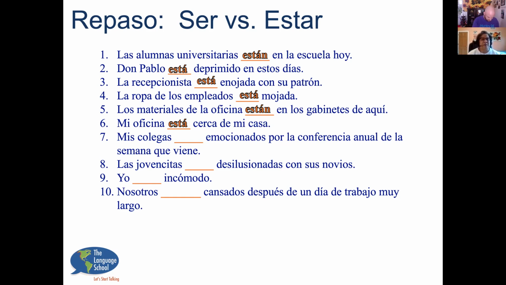Okay. Mis colegas están emocionados por la conferencia anual de la semana que viene. Las jovencitas, let's see, están desilusionadas con sus novios. Yo estoy incómodo. Nosotros cansados.